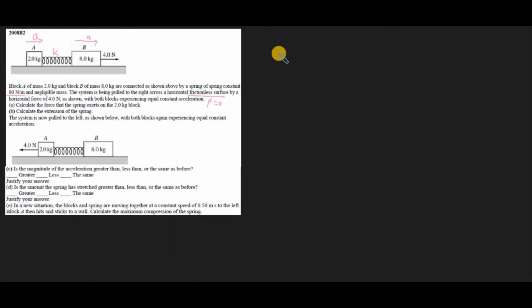In part a, we can determine the acceleration easily. That acceleration is equal to the net force exerted on the system upon the net mass. The net force exerted on the system is 4 Newton, and the net mass is the 2 kg block and the 8 kg block, so combined it is 2 plus 8. After solving this, we will be getting 4 by 10, that is 0.4 meter per second squared. That's the combined acceleration of the system.